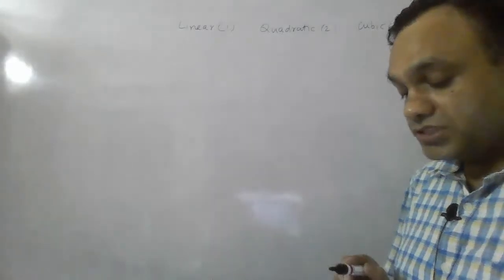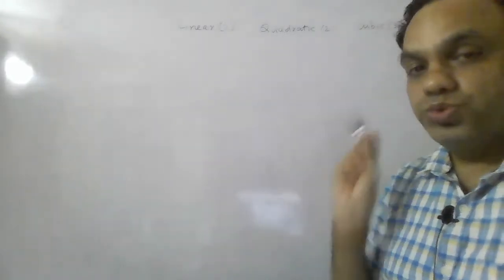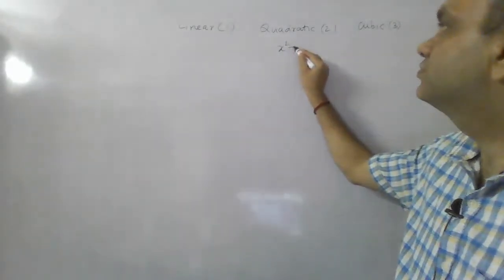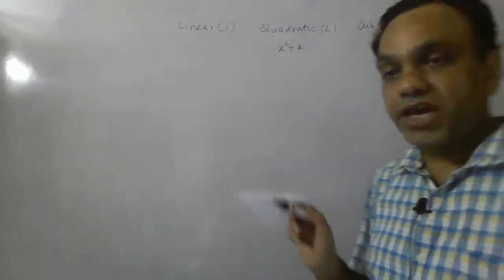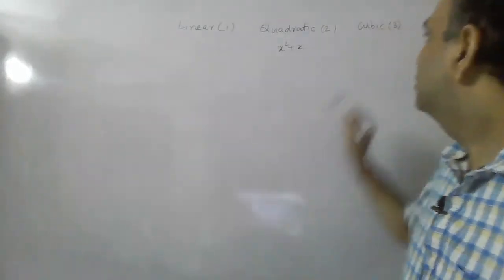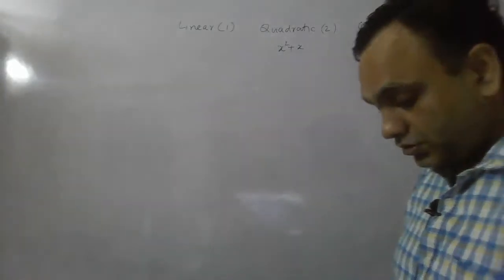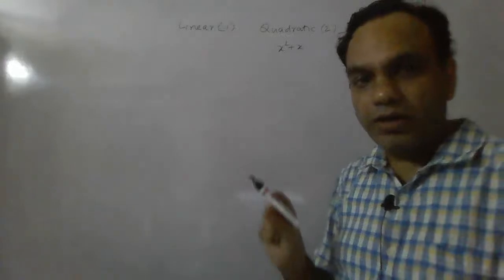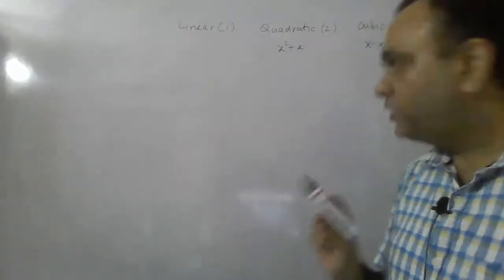The first one is x square plus x. So the highest power is 2. So it is quadratic. Second one is x minus x cube. So the largest power is 3. So it is cubic. The third one is y plus y square plus 4. So the largest power is 2. So it is quadratic.